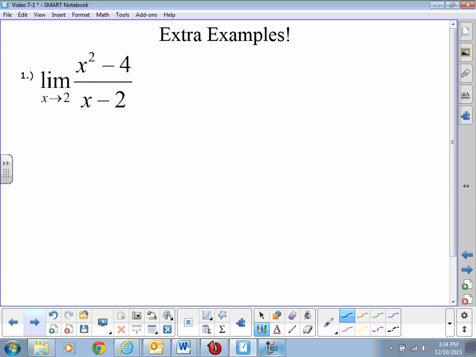Because if we went to sub in 2, we would get 4 minus 4, which is 0, 2 minus 2, which is 0. That is an indeterminate form, meaning we can do L'Hopital's rule. In doing L'Hopital's rule, we will now have the limit as x approaches 2, 2x over 1. Because you take the derivative of the top on its own, derivative of the bottom on its own. Well, when we do direct substitution now, this just gives us 4.